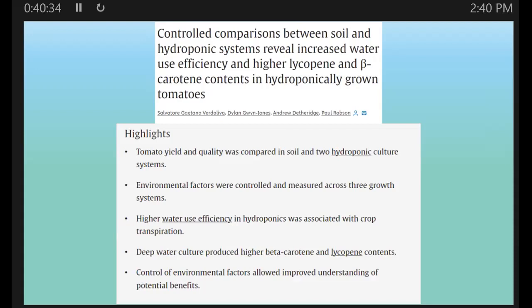Here they're actually showing an increase in beta carotene and lycopene in the tomato fruit that you eat. And so that's a definite plus, because those are good for our health.